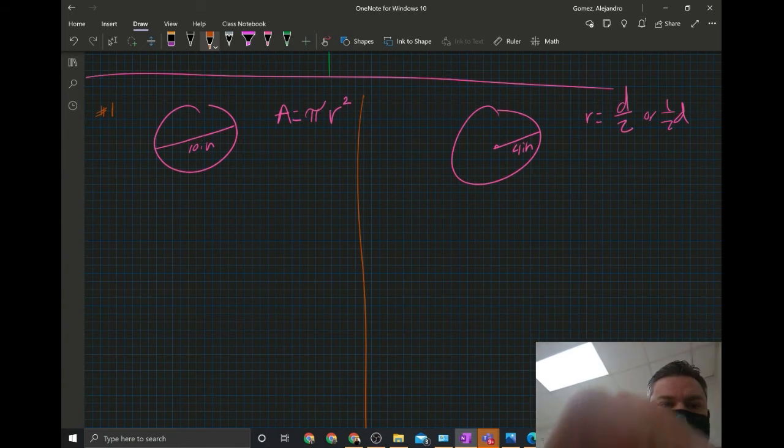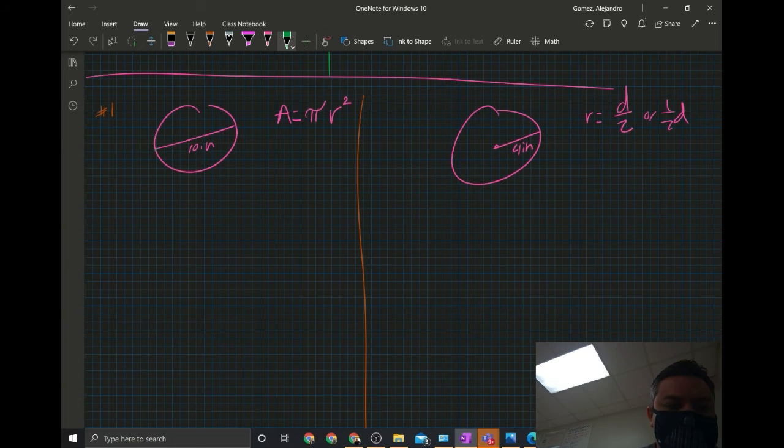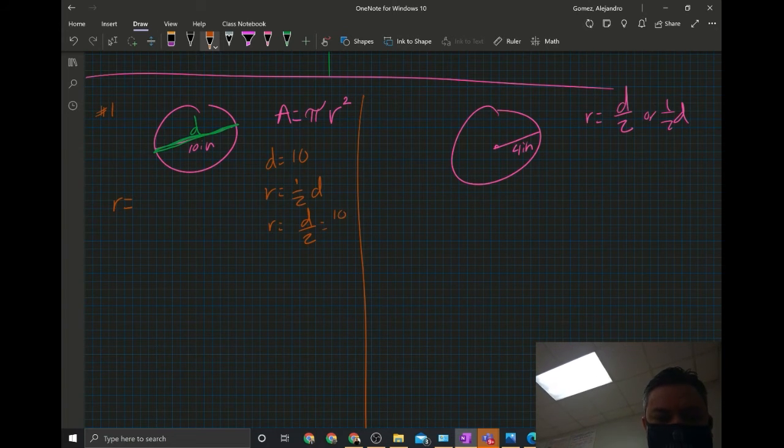Okay, let's look at this again. If I have the line from edge to edge, that means that this is the diameter. So I need to know my radius first of all. If my diameter equals 10, my radius is 1/2 of it, or diameter divided by 2, which is 10 divided by 2, which is how much? If my diameter is 10, my radius is how much?